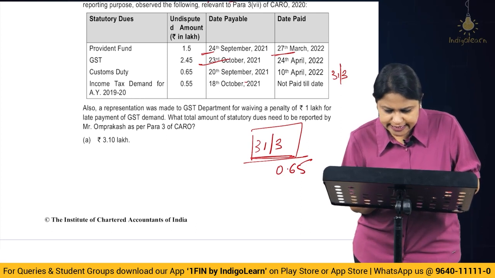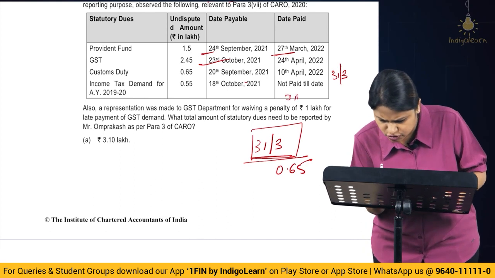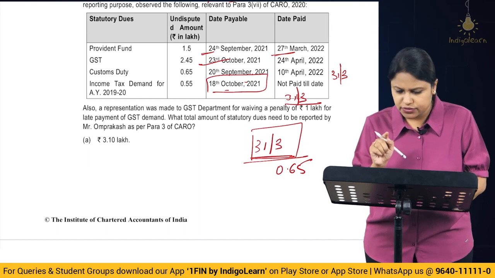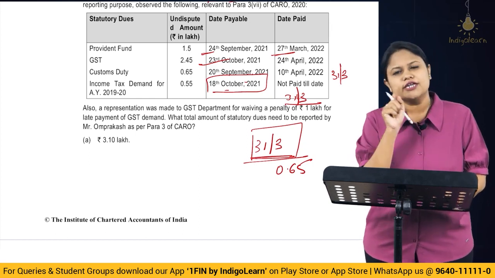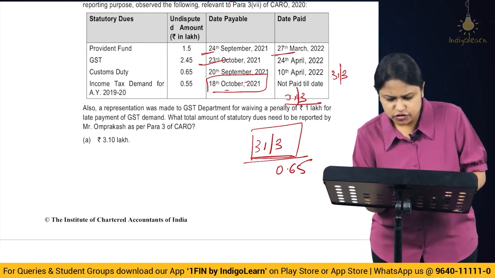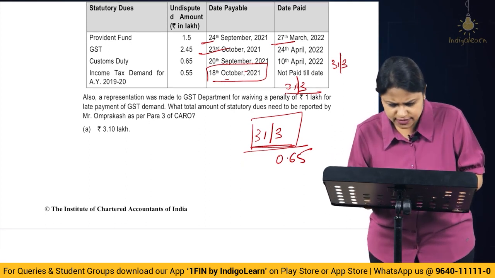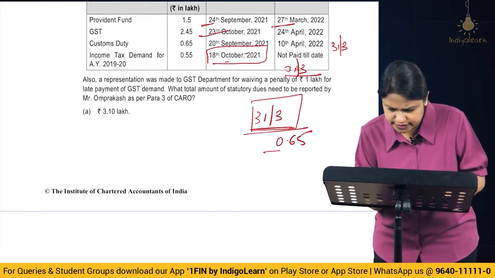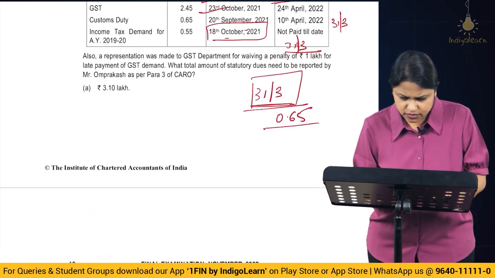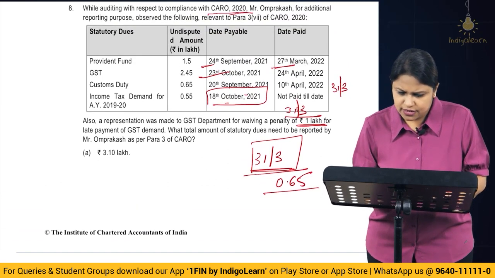Then income tax demand, 18th October. Alright, not paid till date, but as on 31st March the position is not more than 6 months. So this also will not get reported, because you need to see the outstanding amount as on 31st of March. On 31st of March, the outstanding tenure should be 6 months and above. So 18th October to 31st of March is not going to account for more than 6 months. So that will not be considered. So here the reporting amount will be only 0.65. Alright, so the answer is B. Okay, and regarding this, the second part of reporting under clause 7 will come later.